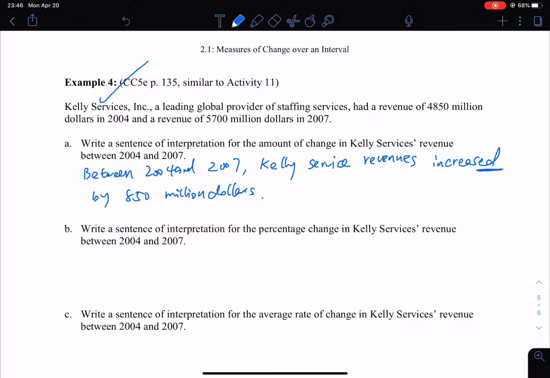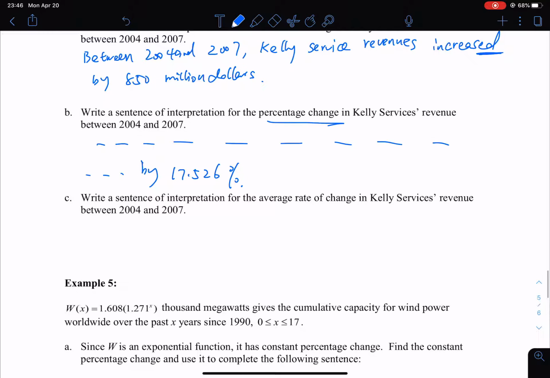And then the next one is about the percentage change. So everything is the same except for increased by 17.526%. And then similar, the last one is about the average rate of change. We have to use the formula f of x2 minus f of x1 divided by x2 minus x1. So for this one, everything else is the same except for increased by the.